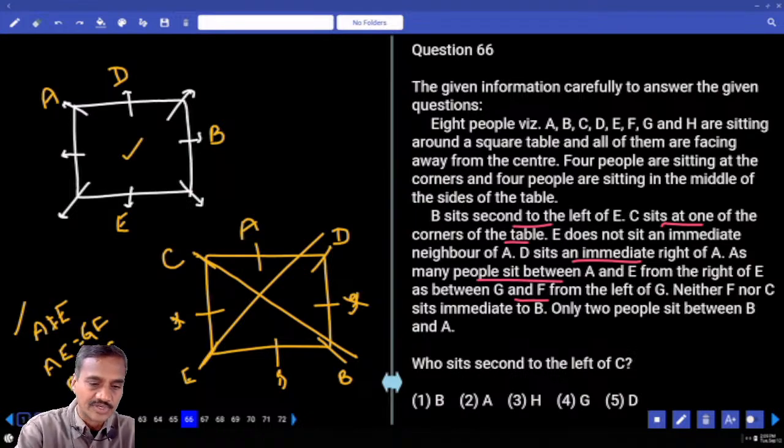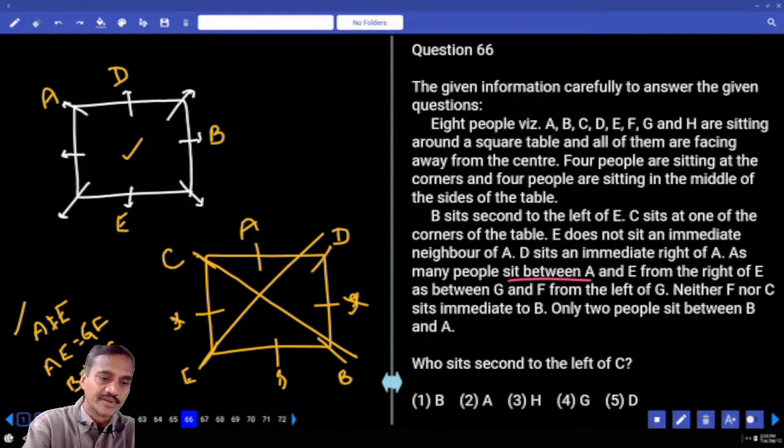Now according to this one, the number of persons between A and E. As many people sit between A and E from the right of E. Right of E, A and E, how many people? 2 people. And the same number of persons between G and F, from the left hand side of whom? From the left of G. From the left hand side of G, can you take G at this place? No. Why? Because if G is here, then F will be here. If F is here, B is not adjacent to F, and hence F cannot be in these 2 places, isn't it?